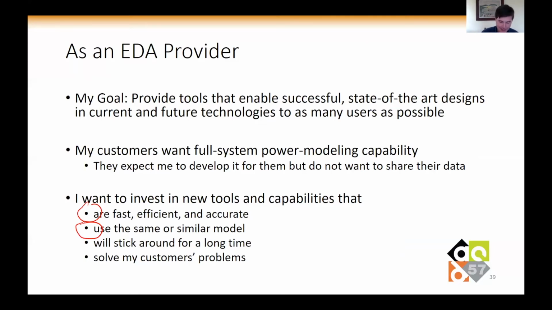And I'd like to make sure that these tools, these capabilities, stick around for a long time. And like I said before, I want to be sure that they are going to solve my customers' problems. So as I talked about earlier, as the IP provider, UPM models can be made very fast and efficient and accurate. And you can use the same model for the system level all the way down to the standard cell. So UPM checks off the first 2 criteria.